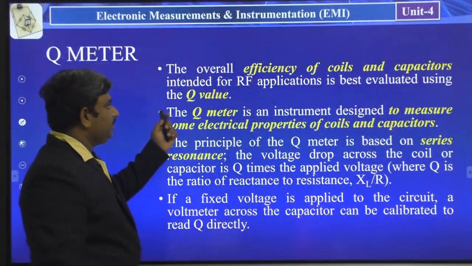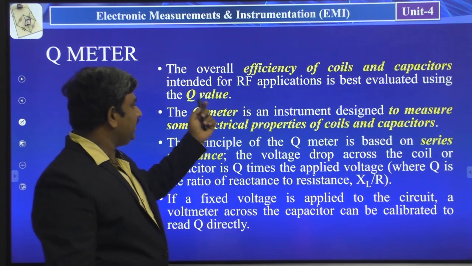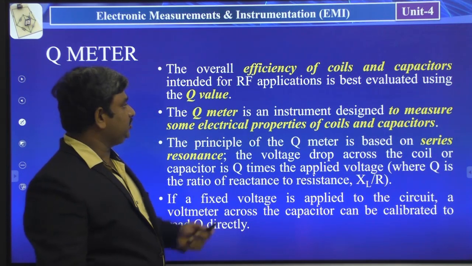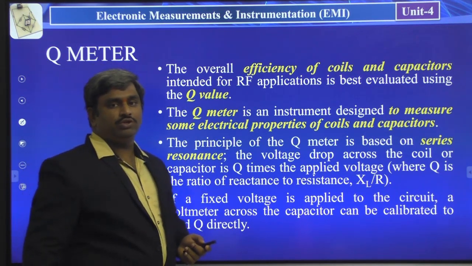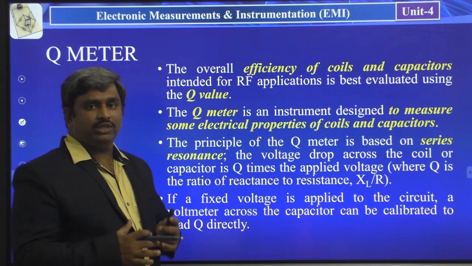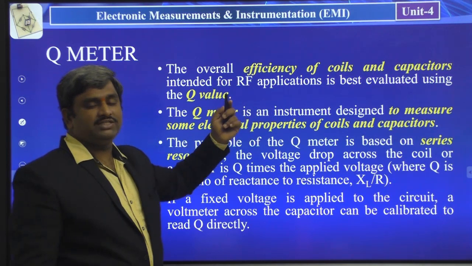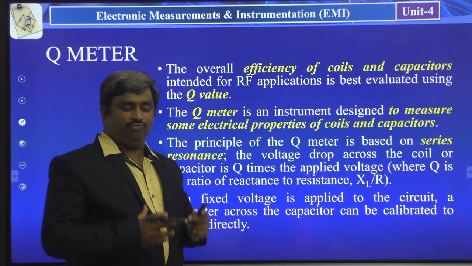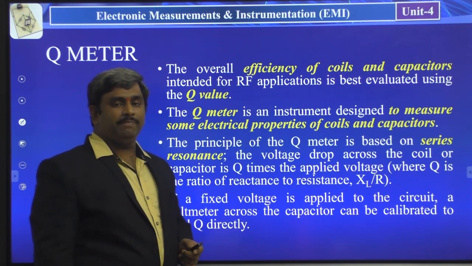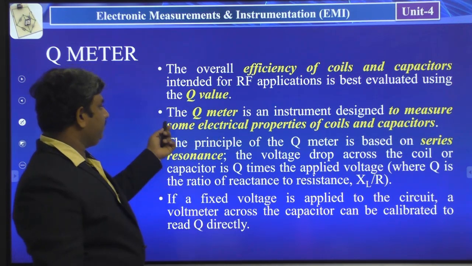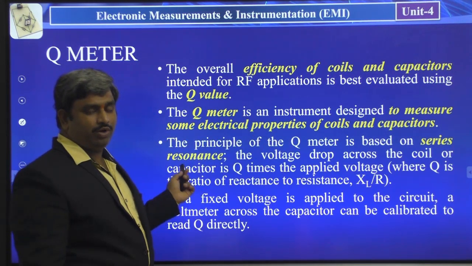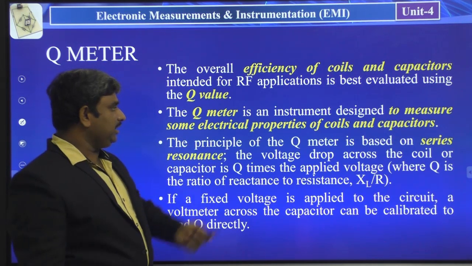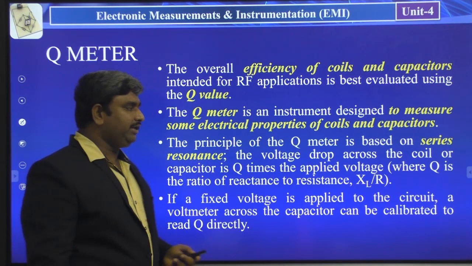Let us see the discussion of the Q meter. The overall efficiency of the coils and capacitors intended for RF application is best evaluated by using Q value. Just now we have discussed, by using Q value we are analyzing how good the circuit is. How useful the coils and capacitors are for RF application is completely decided by the Q value only. The Q meter is an instrument designed to measure some electrical properties, the RLC parameters of coils and capacitors.